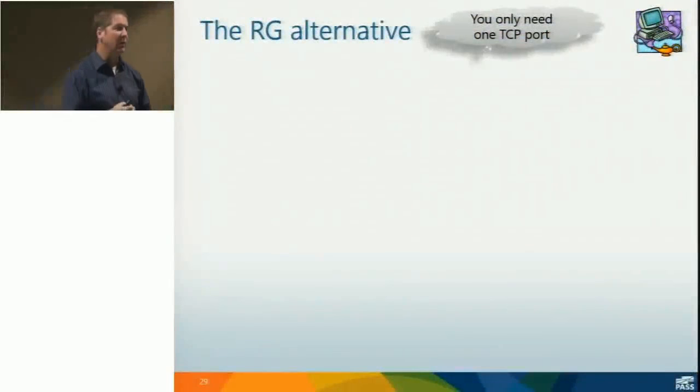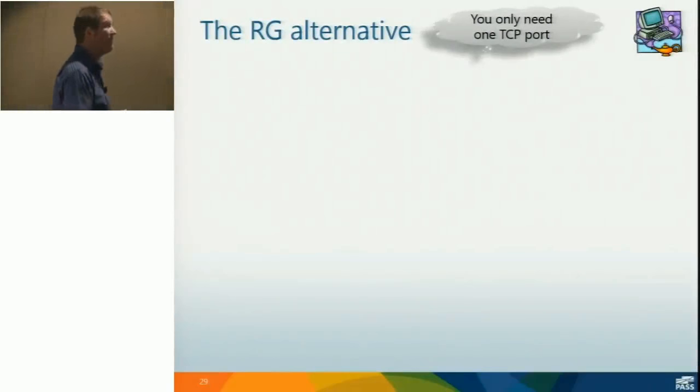So Resource Governor offers an alternative to this. Number 1, with Resource Governor, you don't need multiple ports. And this is a 2012 feature. Before 2012, you had the ability to use Resource Governor to throttle CPU. Now you can affinitize CPUs.